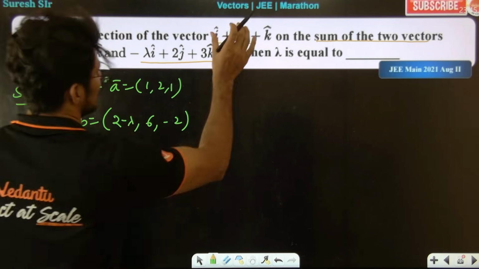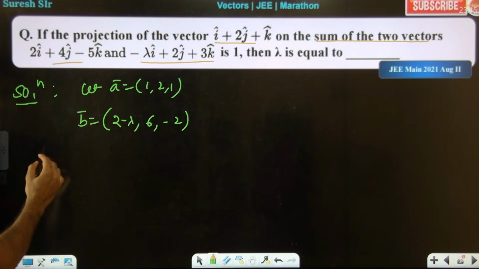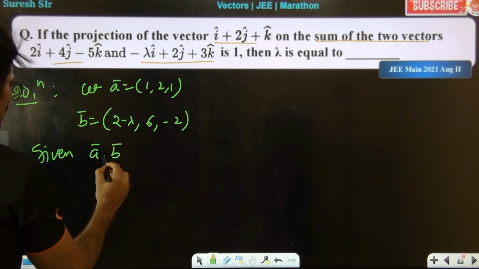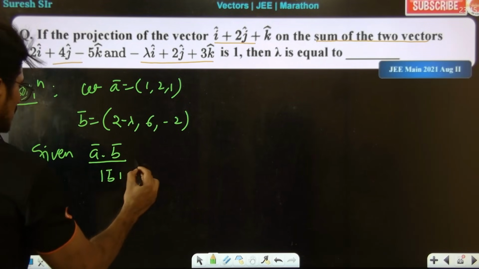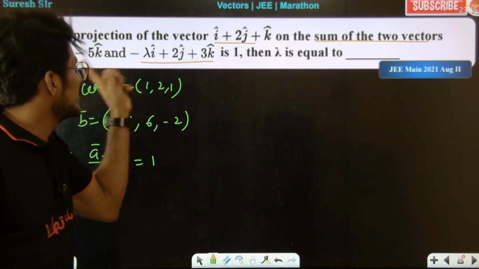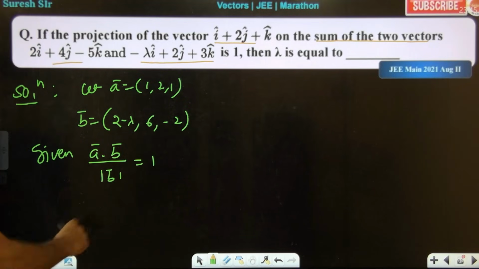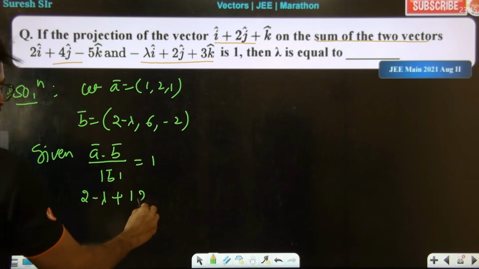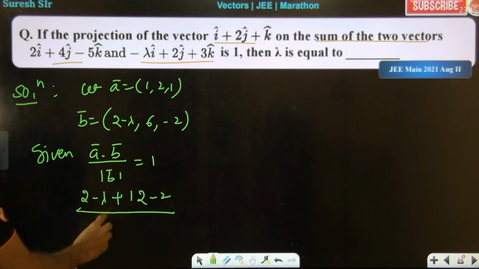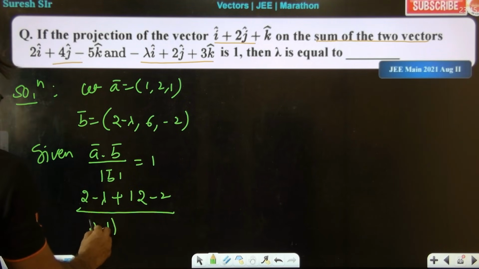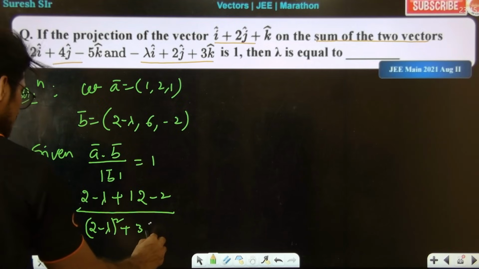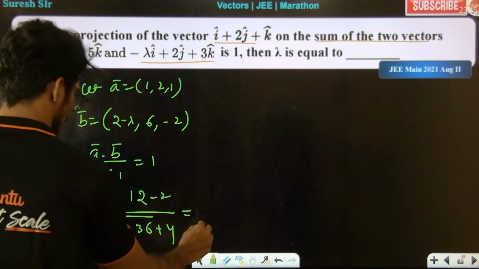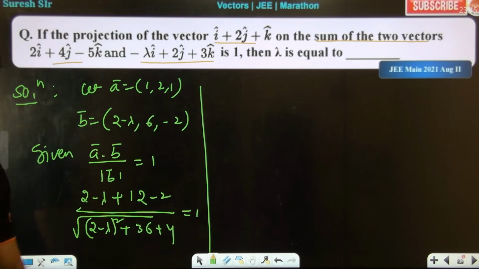Projection of this vector on the sum of these two vectors. What they have given is the projection of A on B is equal to 1. So B vector is the sum of these two vectors. Please understand that. So A dot B is 2 minus lambda plus 12 minus 2, divided by the square root of (2 minus lambda) whole square plus 36 plus 4. This magnitude is equal to 1. They have given it as 1.